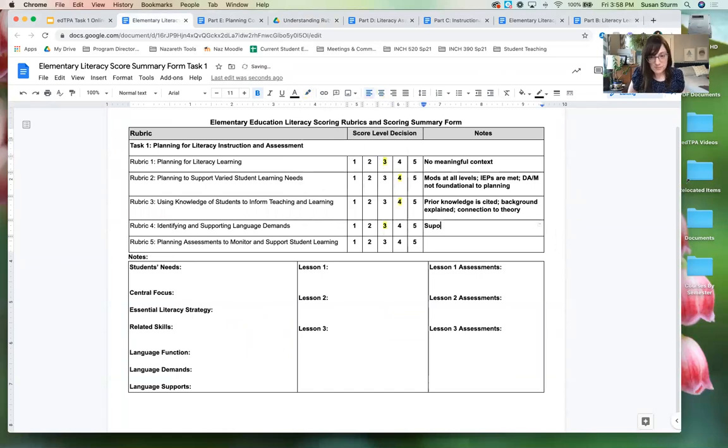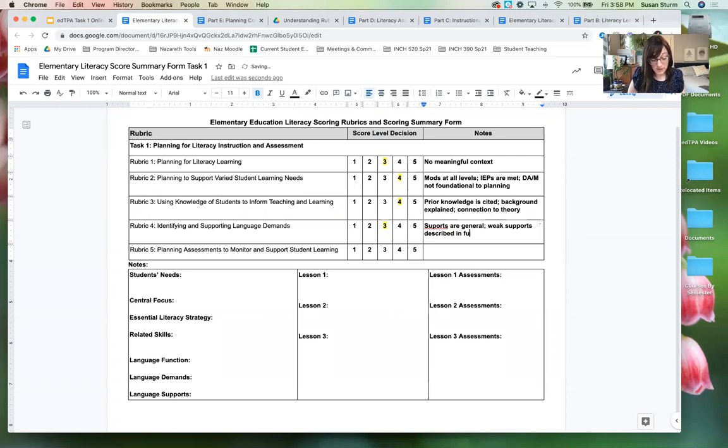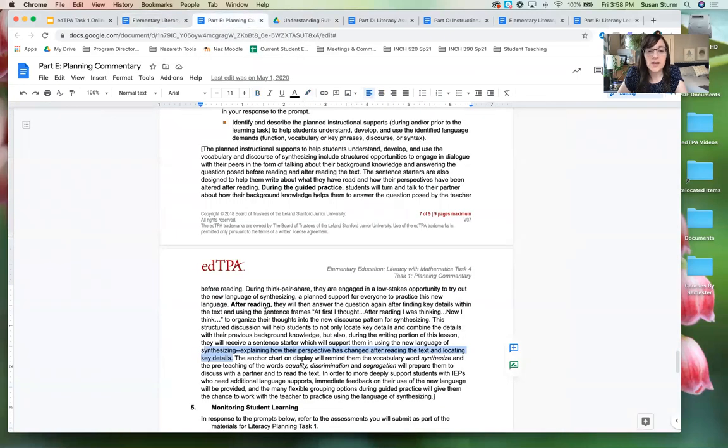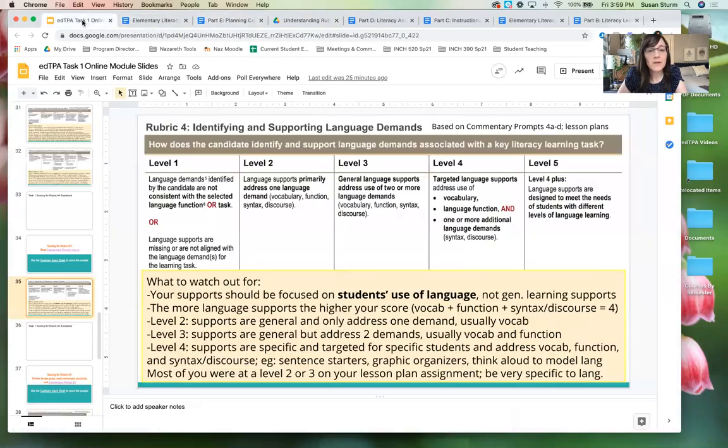So supports are general, weak supports described in the function. They're not really supported around using that word synthesize. They might get a quick turn and talk, but they don't really get lots of moments to check in and make sure they can explain what it means to synthesize and use that word in a sentence accurately. Okay, so that is how you would score rubric 4, and this student would receive a 3 from me.